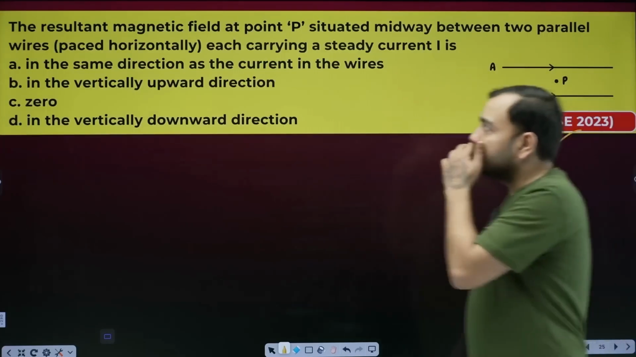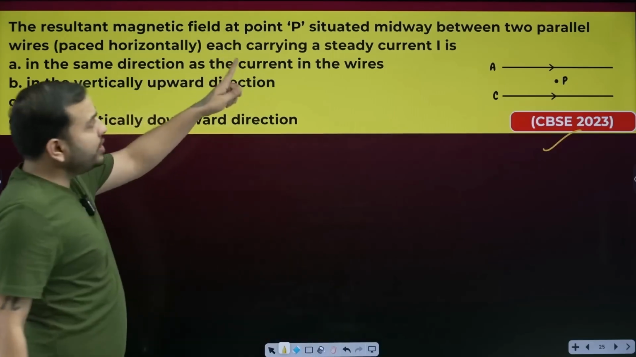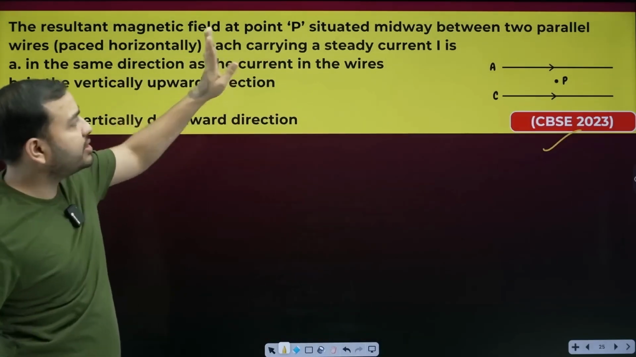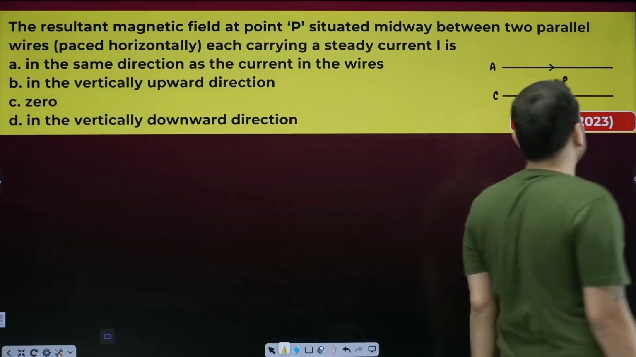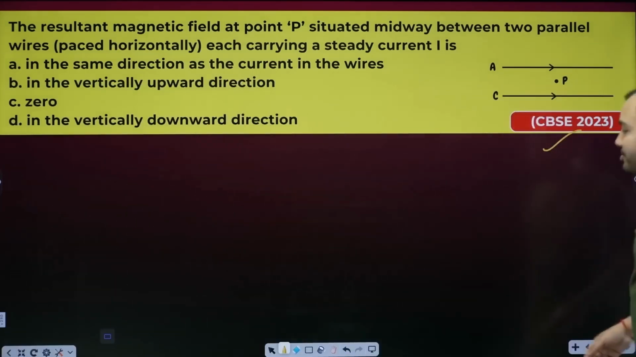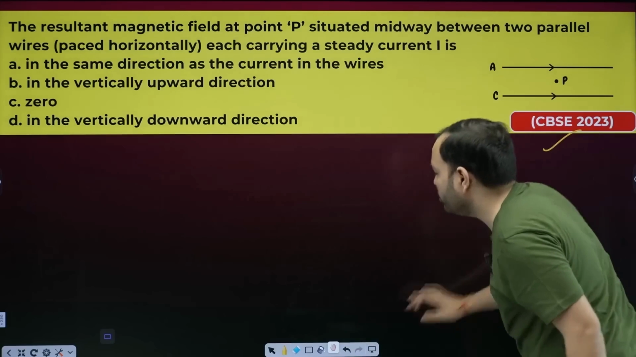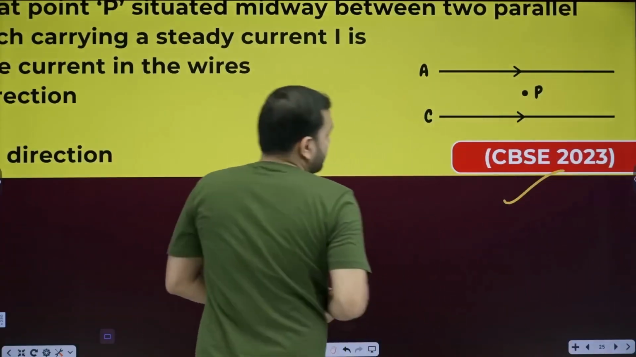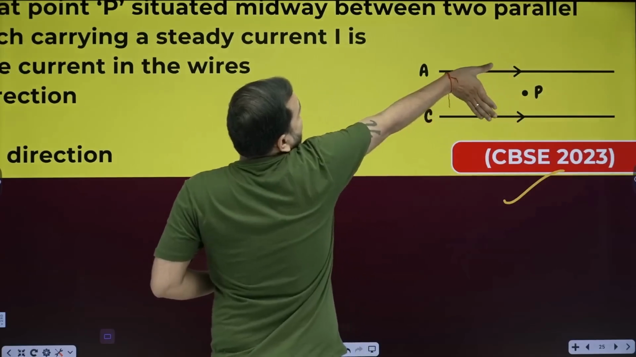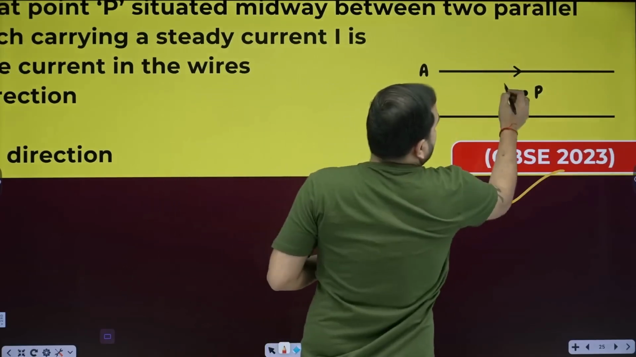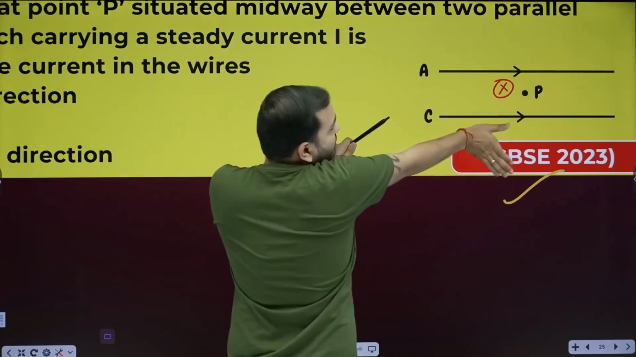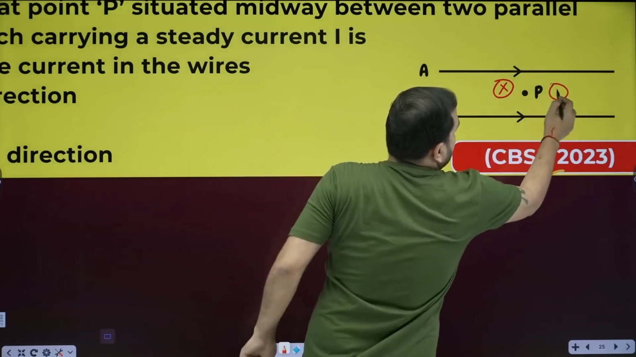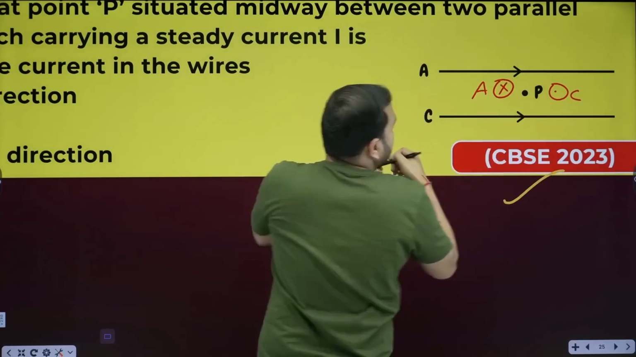CBSE 2023. The resultant magnetic field at point P, situated midway between two parallel wires placed horizontally, each carrying a steady current. Tell me here what will be the net magnetic field. Everyone knows how much it will be. It will be 0. Look, where will the magnetic field due to A be? Due to A, how is it going? Due to A, inwards. Due to C, outwards. Due to A inwards, isn't it?